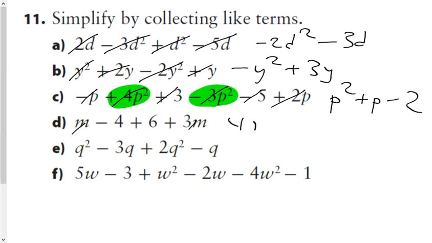M and 3m is 4m. 6 and negative 4 is negative 2. Oh, sorry, positive 2. We'll reverse: 4m plus 2.